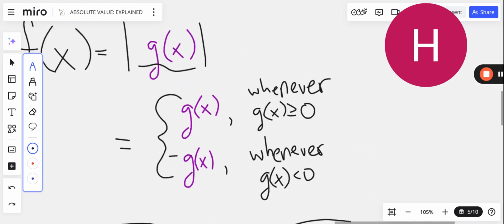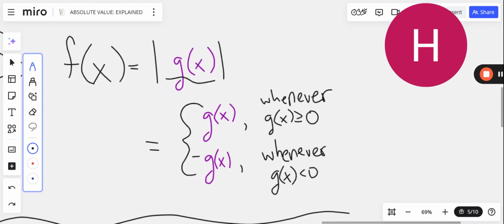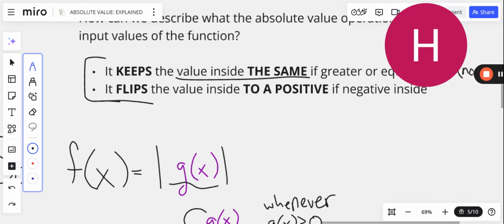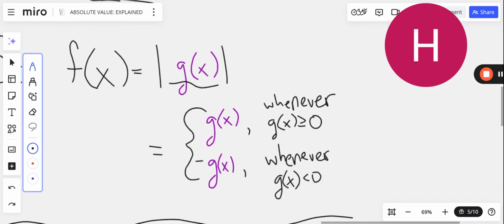So that's how we would write our piecewise function. Now that is not specific, because I didn't give you a specific function like 3x minus 5 or something. But I just want you to understand the basics, that the absolute value flips it if it needs to, and it leaves it the same if it doesn't need to flip it at all. How do we know if it needs to flip it?